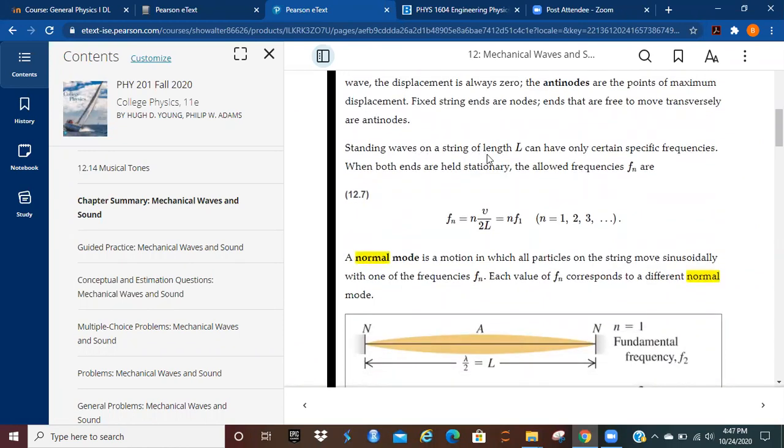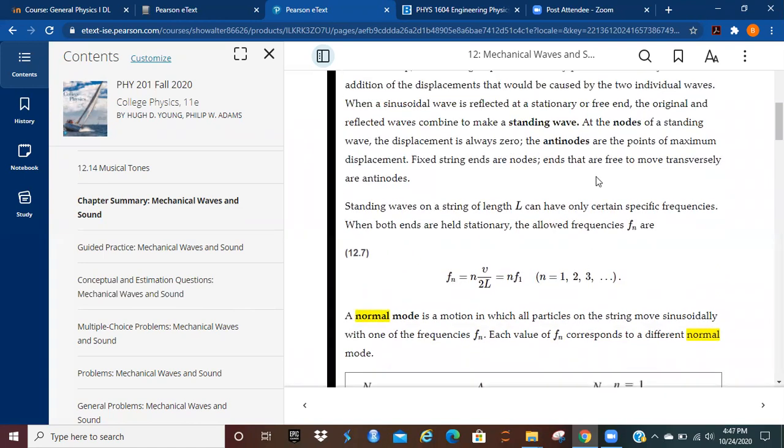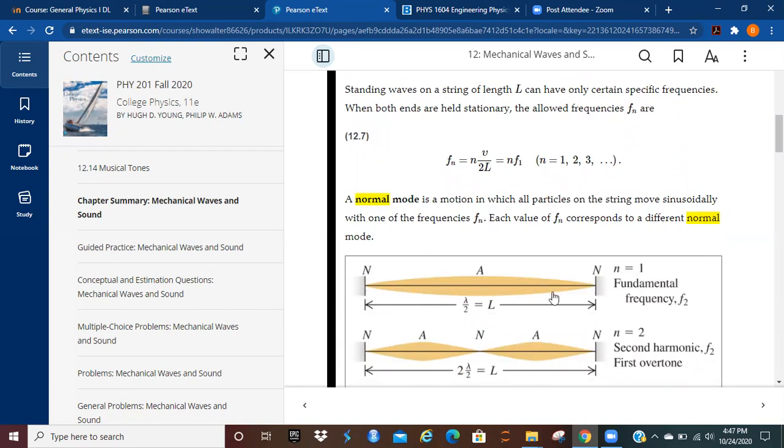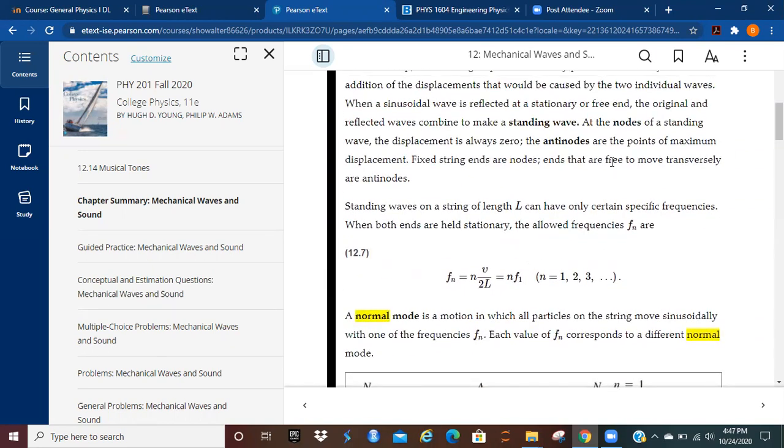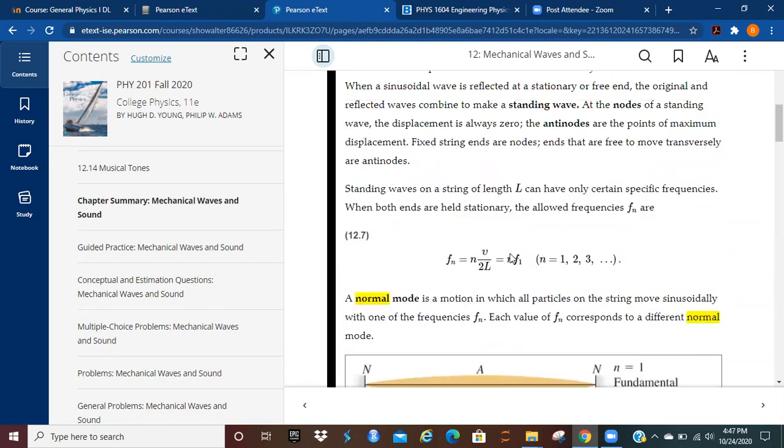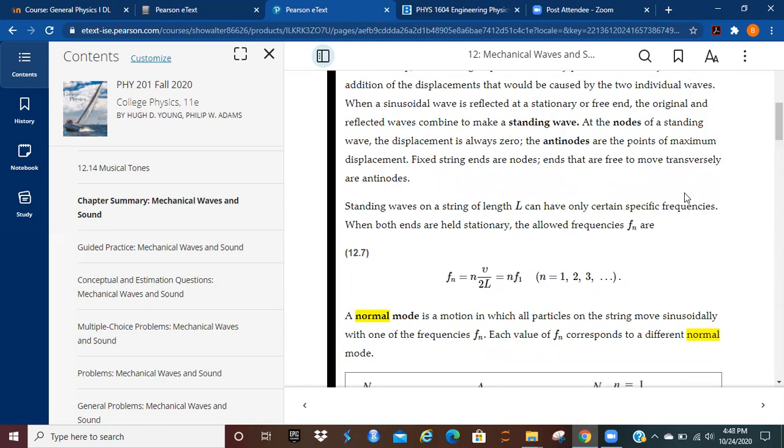So standing waves on a string of length L can have only certain specified frequencies. In other words, if you're going to have a fixed spot here and a fixed spot here for the string, these are going to be the nodes. The displacement's always going to be zero. It's never going to be above or below that x-axis there. However, the areas out here that are free to vibrate can have a displacement that is not equal to zero. And the antinodes are going to be different depending on what type of wave actually results. Wherever the maximum displacement ends up, that's where it's going to be.